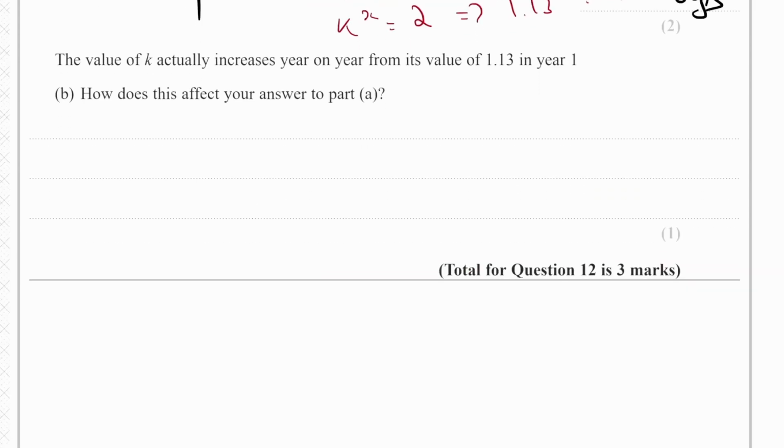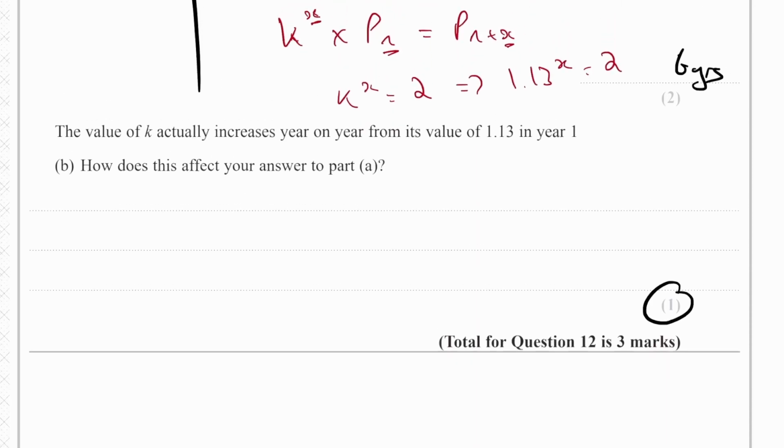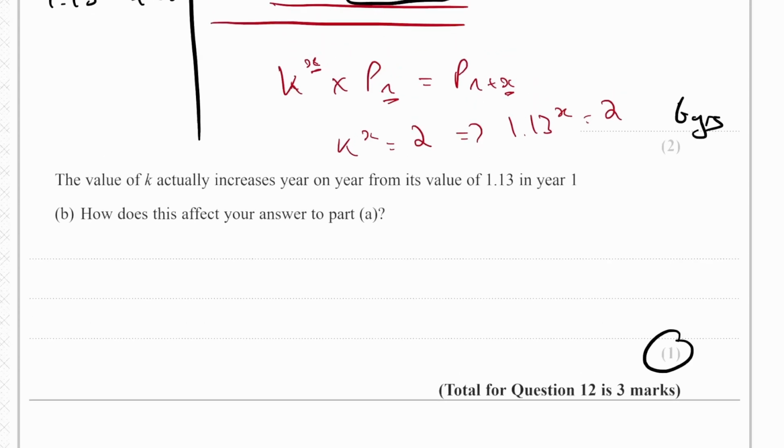The value of k actually increases year on year from this value of 1.13 in year 1. How does this affect your answer to part A? And it's just a 1 marker. So essentially, how many years would it take to double if k increases? You can see from our formula, if k is getting bigger every year, then the number of years it takes for it to double is going to decrease.